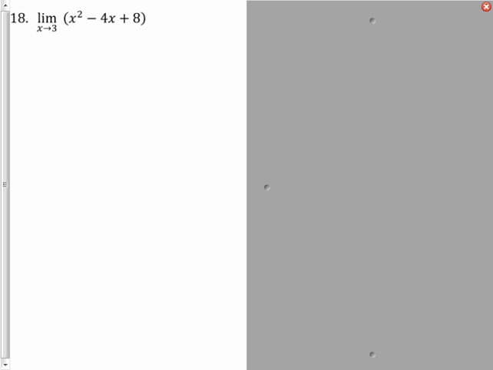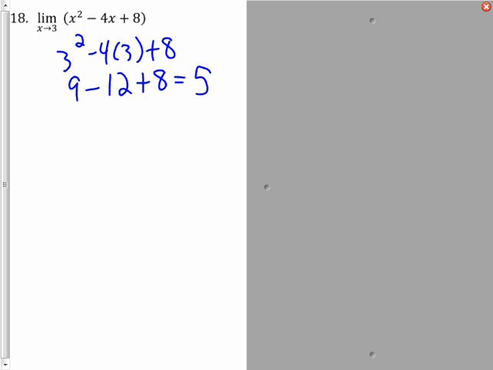Next, the limit of x squared minus 4x plus 8 as x goes to 3. We plug it in and compute. So we've got 3 squared minus 4 times 3 plus 8. I've got 9 minus 12, negative 3, plus 8 is positive 5.